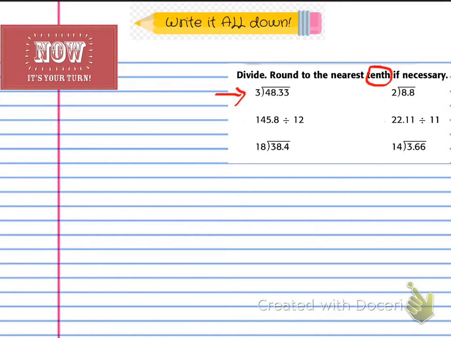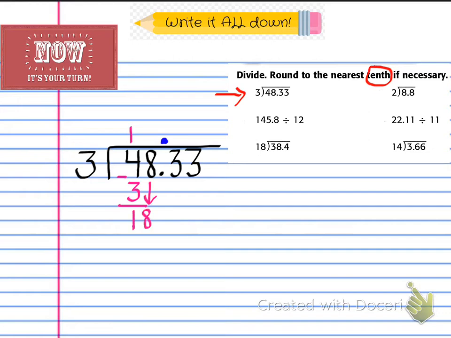Hopefully you didn't have any problems with 48.33 divided by 3. Let's go ahead and take a look. So 48.33 divided by 3, the first thing you want to do is place that decimal. So we've done that here. Then we say, how many times does 3 go into 4? Well, that's 1 time. 4 minus 3 is 1, drop the 8.